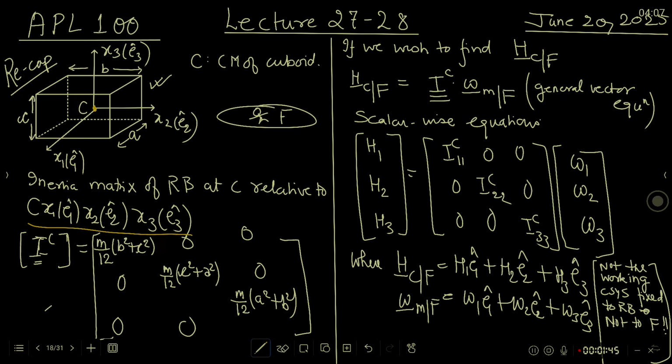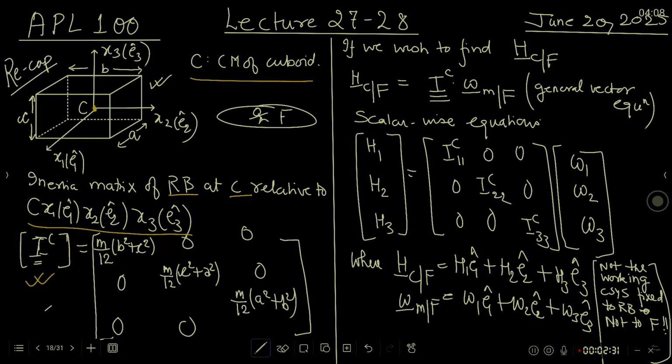Keep in mind that whenever we talk about an inertia matrix, there are three things you should specify. The inertia matrix is of an RB, of a body, about a point, and relative to a given Cartesian coordinate system. So the IC matrix I am writing here is of an RB, which is the cuboid shown, at its center of mass and relative to the coordinate system that I have shown.